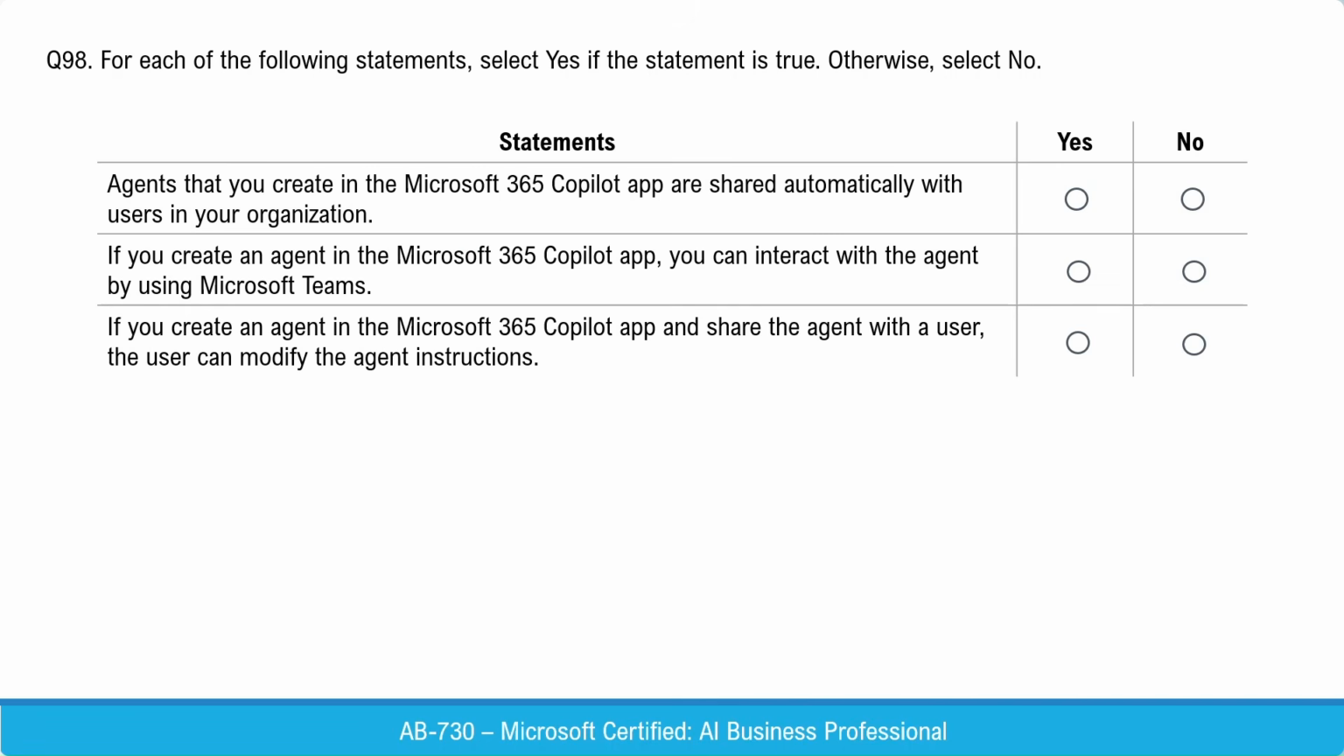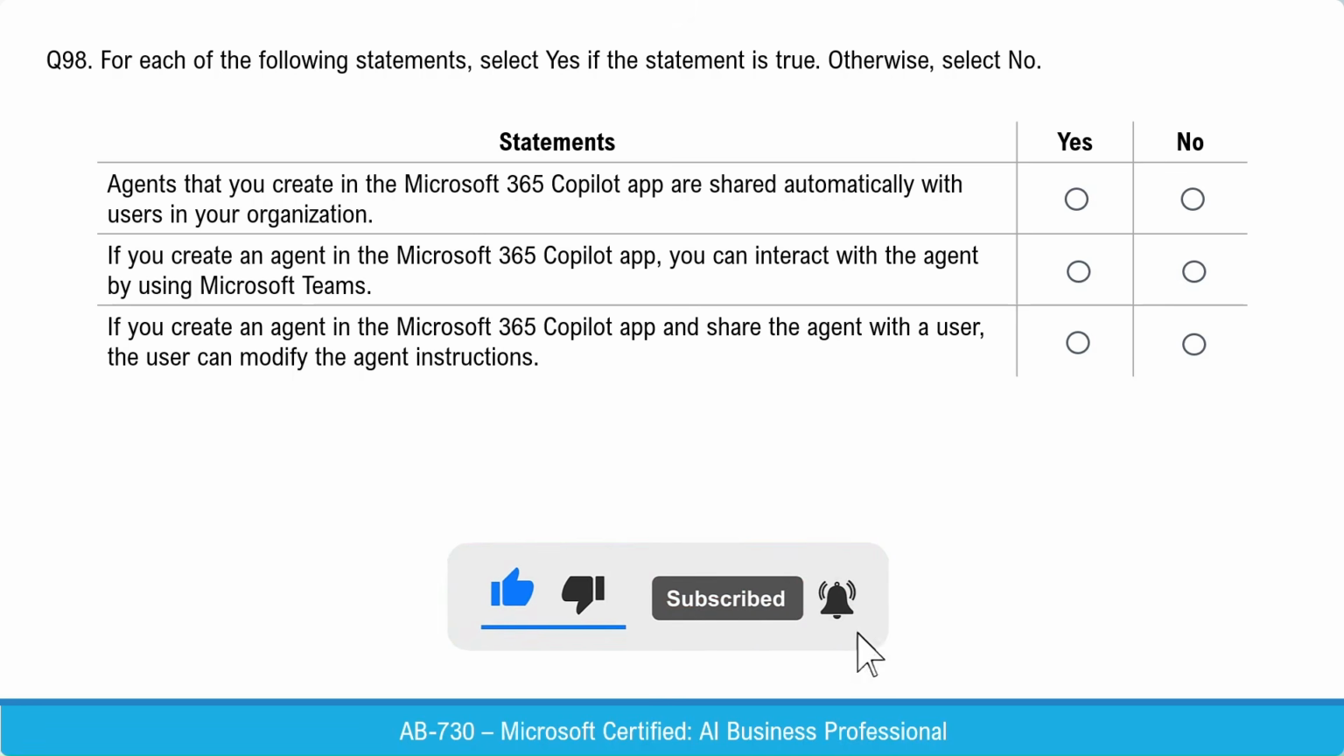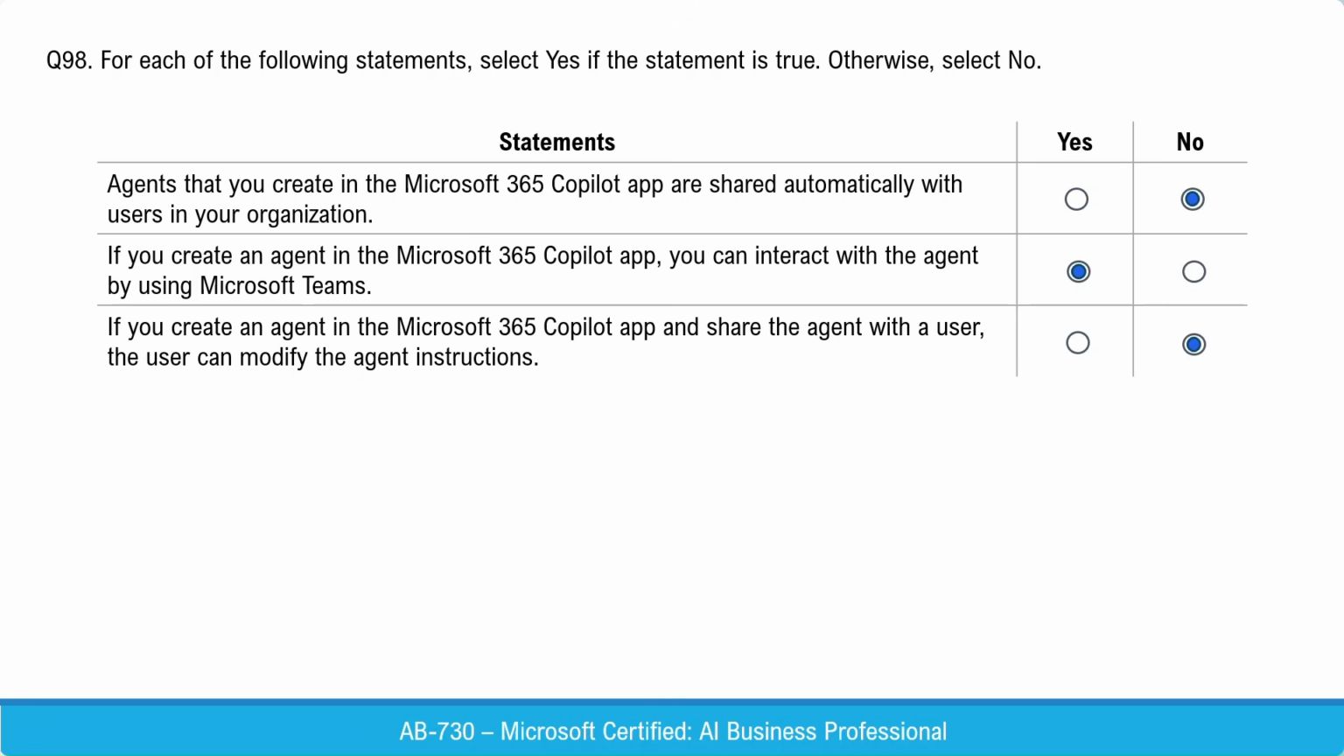Next question, for each of the following statements, select yes if the statement is true, otherwise select no. You have three options on your screen. Please go through them by pausing the video over here. And the correct answers are no for statement 1, yes for statement 2, and no for statement 3.